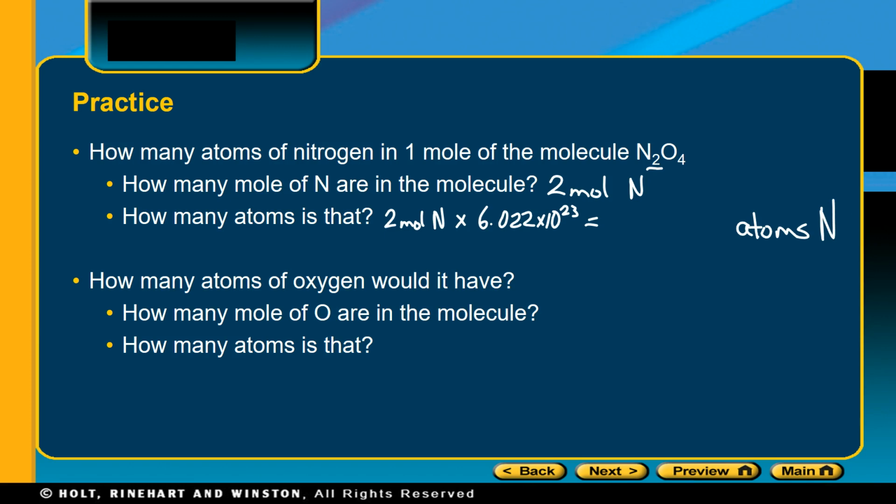So what's 2 times 6.022 times 10 to the 23rd? 2 times 6 is 12. So it's 12.044 times 10 to the 23rd, or rewriting it in a better format, 1.204 times 10 to the 24th. All right, go ahead and do it for oxygen based off of what we just did.